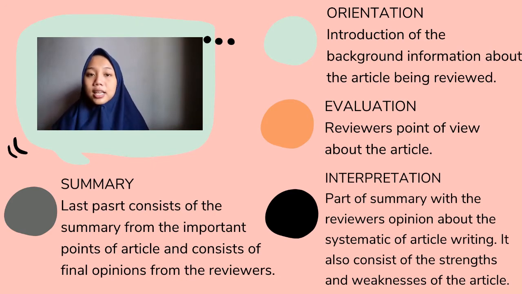And then the next is interpretation. This part tells about the summary and the writer's opinion about the systematic of the article's writing. It also provides information about the strength and the weakness of the article. And then the last is summary. This part tells about all the important points in the article that is being reviewed. It also consists of the final opinion from the reviewers.